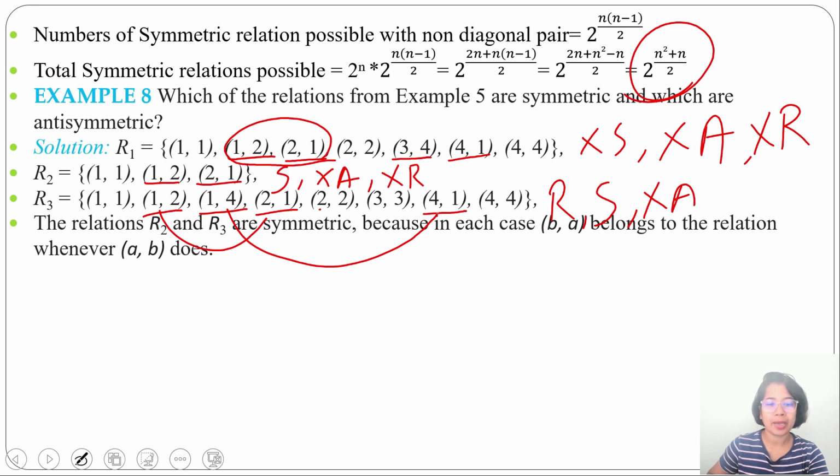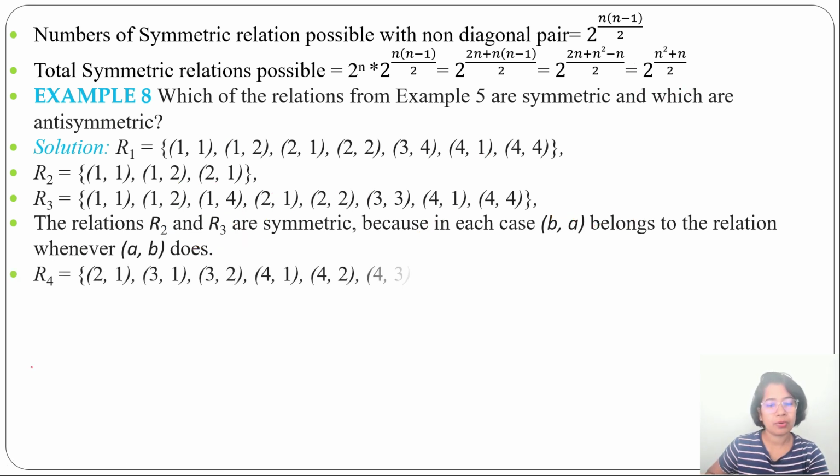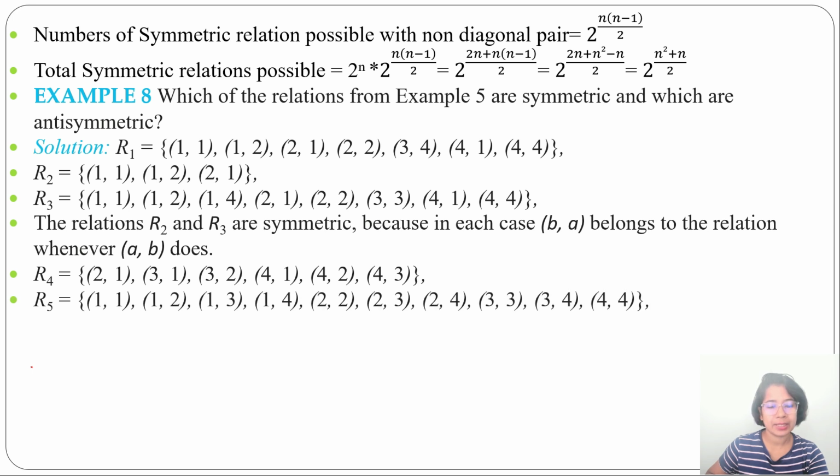So we found R2 and R3 are symmetric because in each case (B,A) belongs to the relation where (A,B) does. It contains both (A,B) and (B,A) ordered pairs. Now relation 4, relation 5 and relation 6.